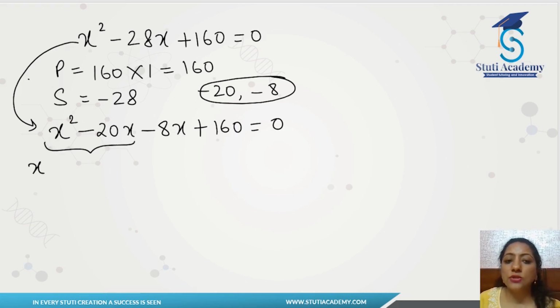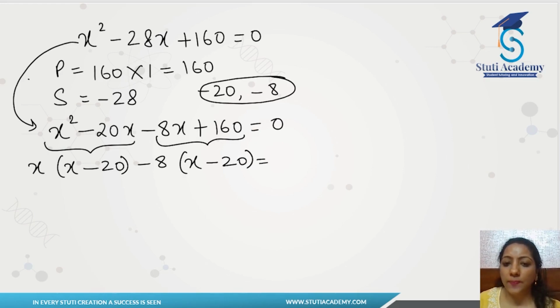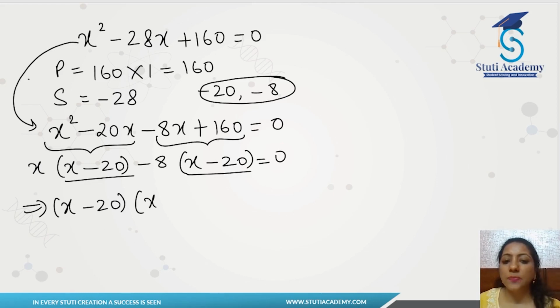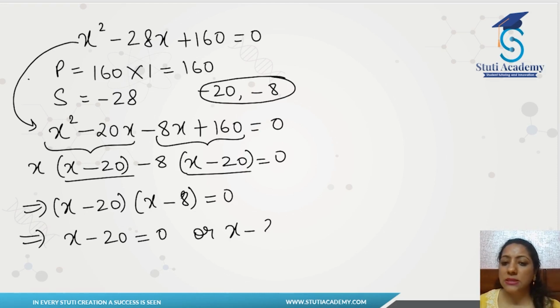Now we can take x common from here. We'll be left with x minus 20. And from here we can take minus 8 common. We'll be left with x minus 20 here. Now we can see here x minus 20 is common. And then we have x minus 8. From here we can say either x minus 20 is equal to 0 or x minus 8 is equal to 0. Or we can say either x is equal to 20 or x is equal to 8.